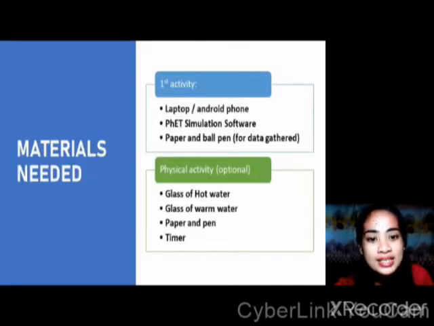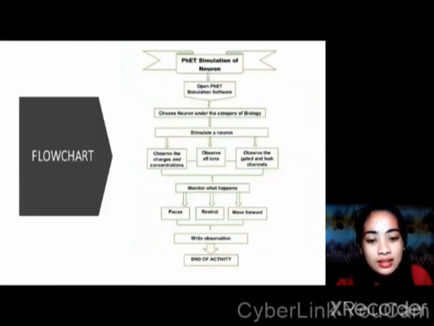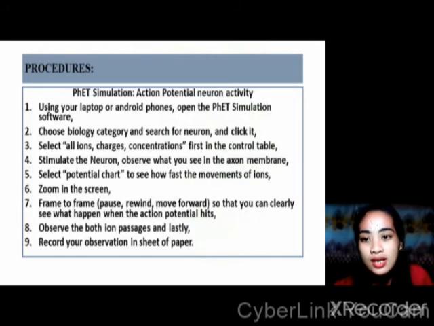These are the materials needed for the simulation activity. For the main activity, we will use a laptop or Android phones, PhET simulation software, paper, and pen for the observation. I also include another activity, but it is just based on how action potential takes place when the signal is strong enough and not strong enough, and how fast the information is released. So this is the flow of our activity, and this is explained by our procedures.